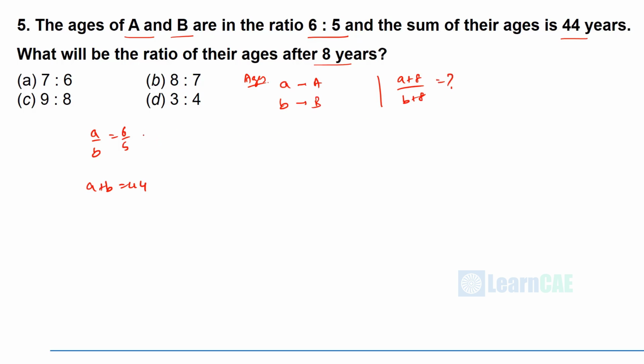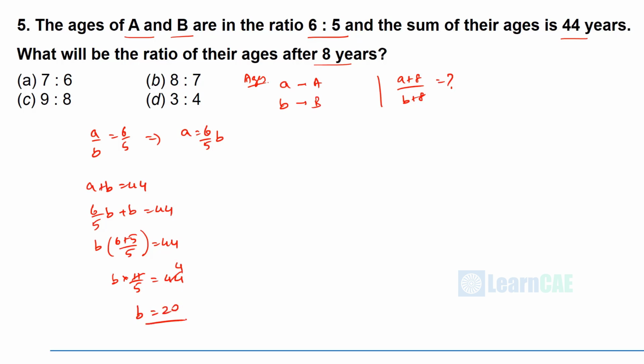Okay. Now let us solve A and B. So A will be equal to 6 by 5B. We shall substitute this here. 6 by 5B plus B is equal to 44. Taking B common, this will be 5 plus 6 by 5 is equal to 44. Therefore, B into 11 by 5 is equal to 44. This will be 4 times. B is equal to 20.